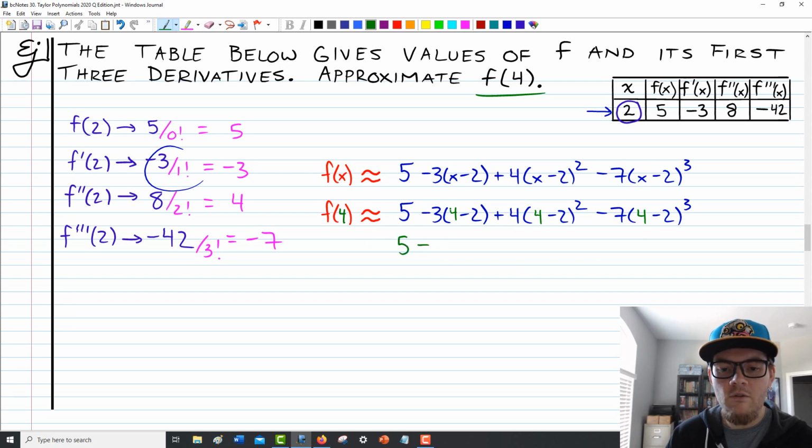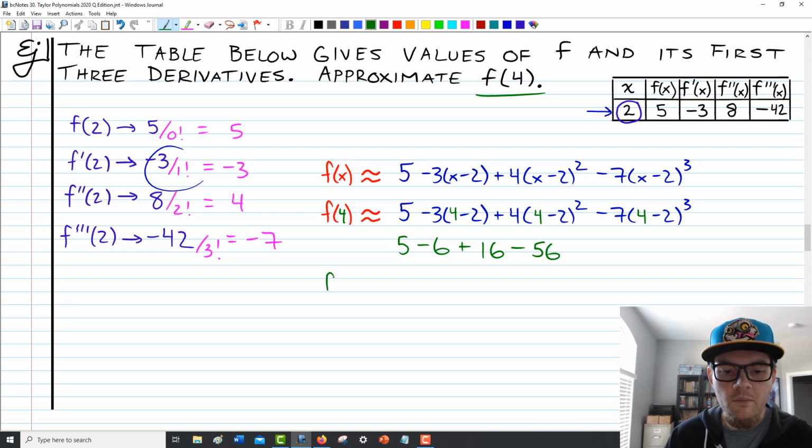5 minus 3 times 2, so minus 6, plus 4 times 2 squared. That's 4 times 4 is 16. I should be more careful since I can't check this work. I wrote this problem new. This will be 2 to the third is 8 times 7 is 56.